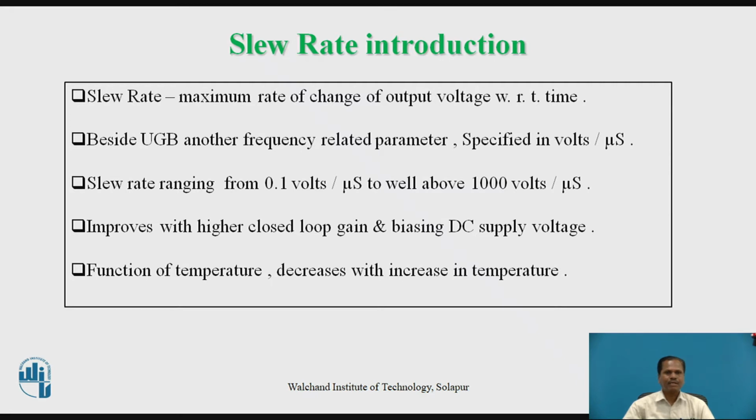The slew rate of operational amplifier is generally specified in the data sheet at unity gain, and slew rate is measured by applying a large amplitude, high frequency step input voltage signal to the operational amplifier. The slew rate improves with the higher closed loop voltage gain of operational amplifier and biasing DC supply voltages like plus VCC and minus VEE. Also, the slew rate is a function of temperature. As surrounding temperature increases, generally the slew rate of operational amplifier decreases.